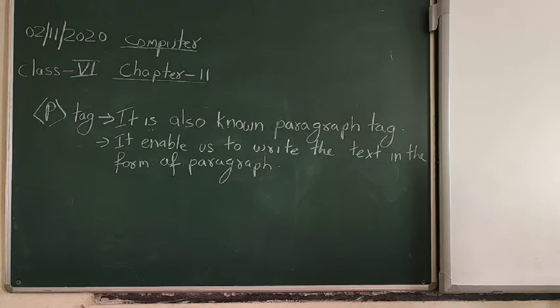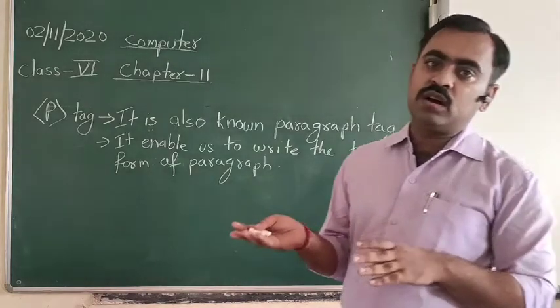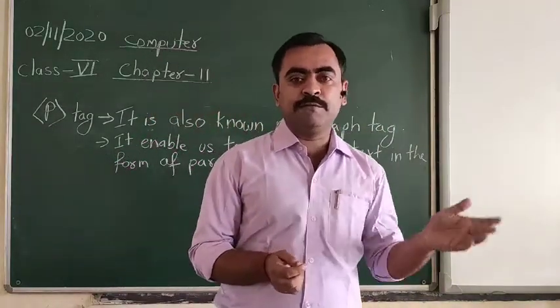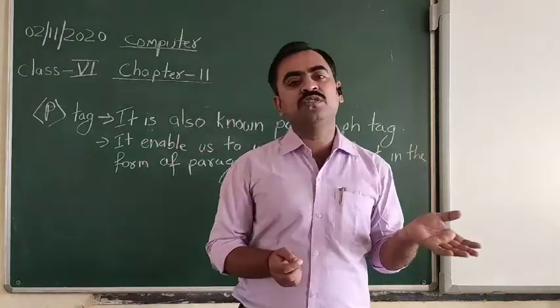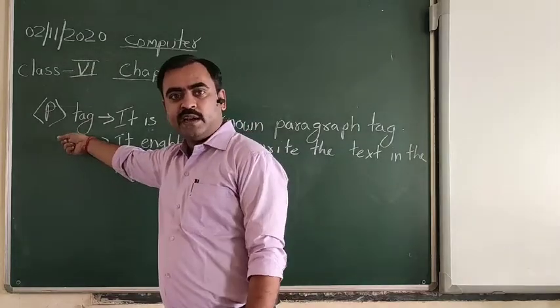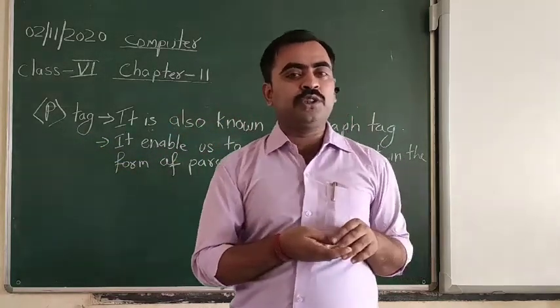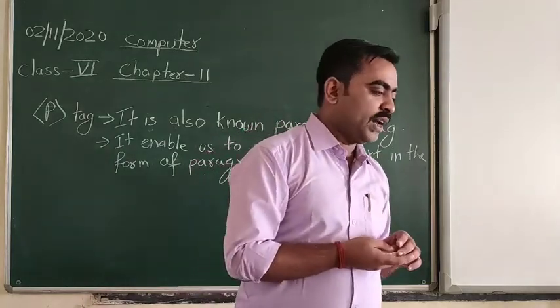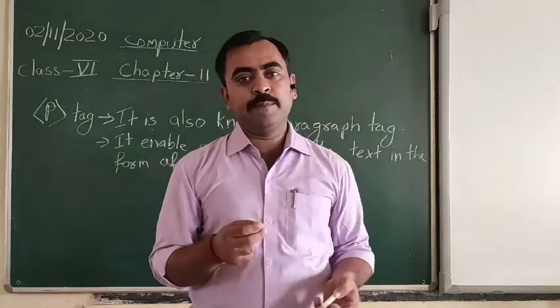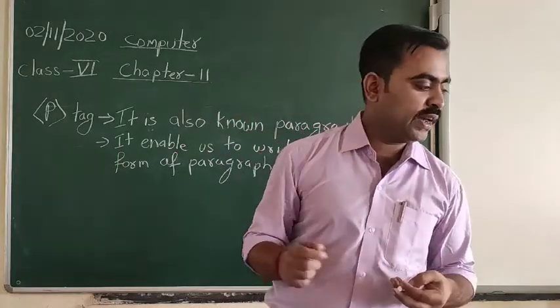The p tag is used to start a new paragraph, and the text that you type between the p tags is by default aligned towards the left margin of the page. But if you use the align attribute of the p tag, you have the option to align your paragraph as per your choice. It can be left alignment, right, or center alignment.